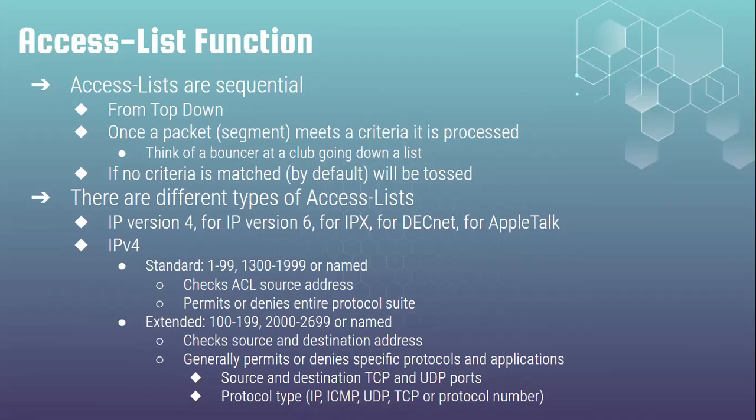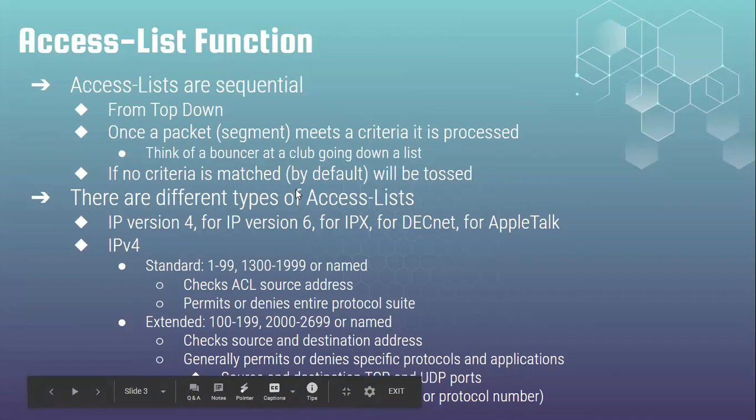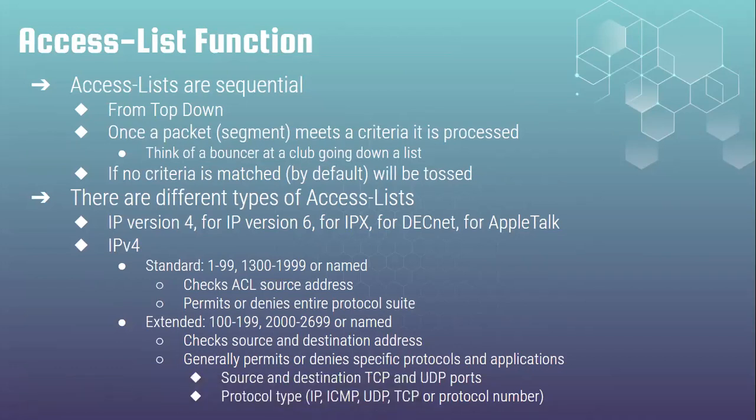Okay. There are different types of access lists. Essentially, what we're concerned about is IPv4. There's standard and there's extended. Standard is going to be 1 to 99 and 1300 to 1999.